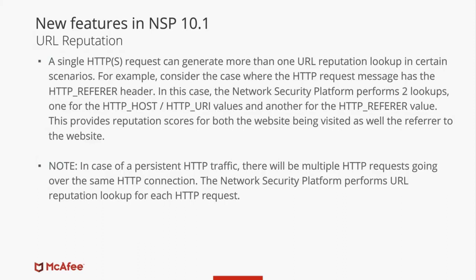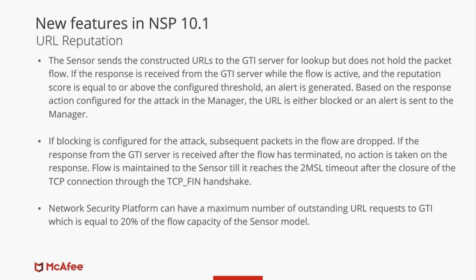When the sensor sends the URLs to GTI, we don't hold the packets at all at the sensor. The flow continues normally. When we get a response back from GTI and we determine that the reputation on it is high and that the action was set to block, at that point we could cut off the rest of the flow, and either way we'll generate an alert. Basically, if blocking is configured, the rest of the flow's packets will be dropped, and the flow will close out as normal at that point.